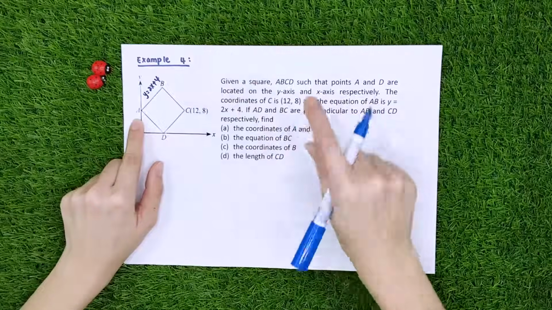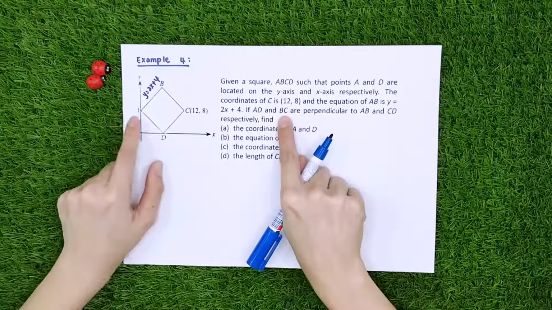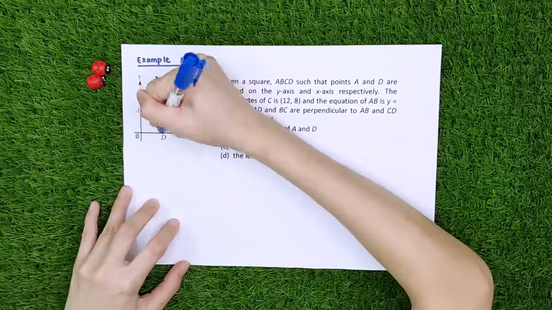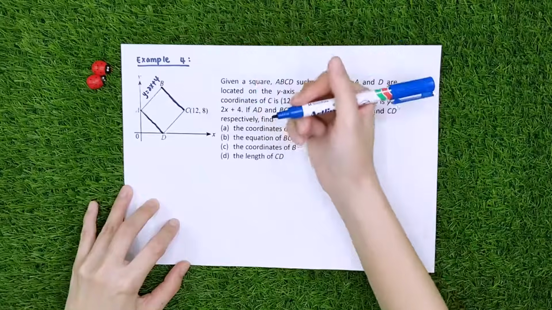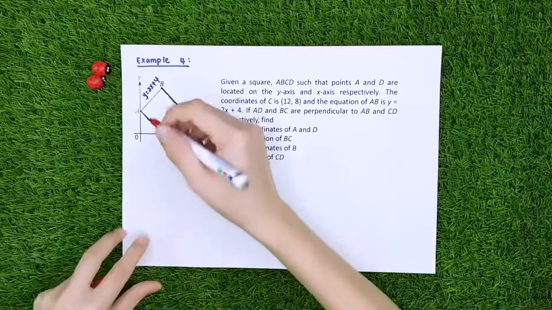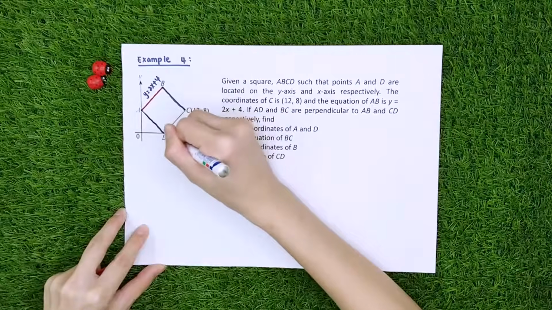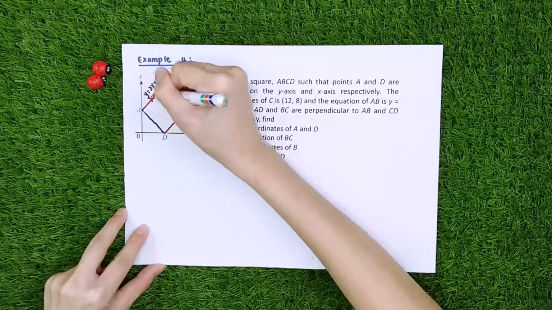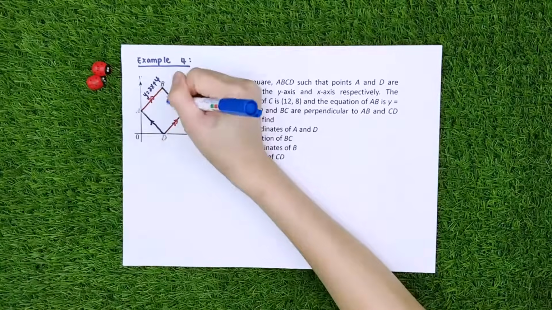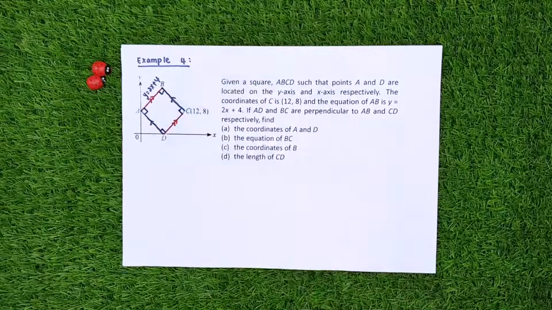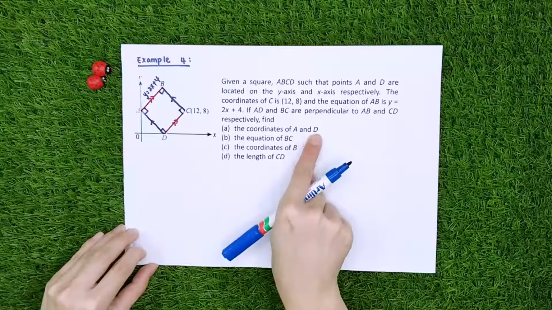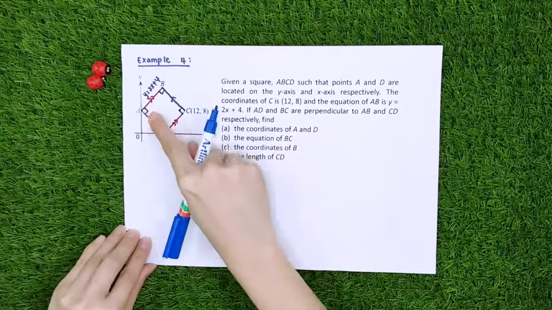That means AD and BC. Where's AD? AD is here, BC is here. So AD and BC are perpendicular to AB and CD. AB is here, CD is here. So I know that AD and BC are parallel. So they are perpendicular, okay? Find the coordinates of A and D. Okay, so A and D are here.